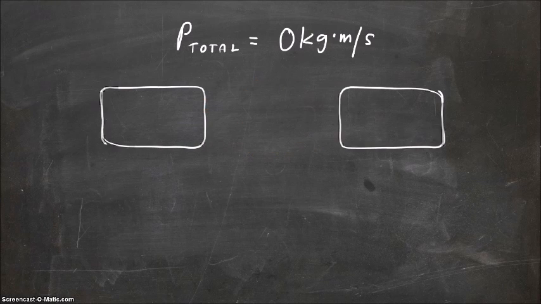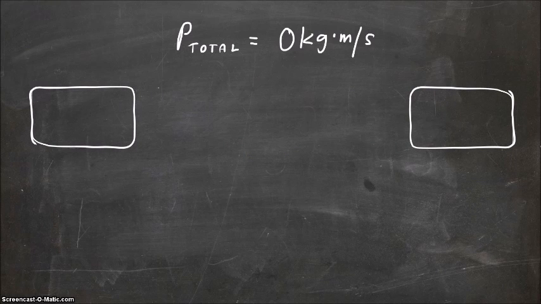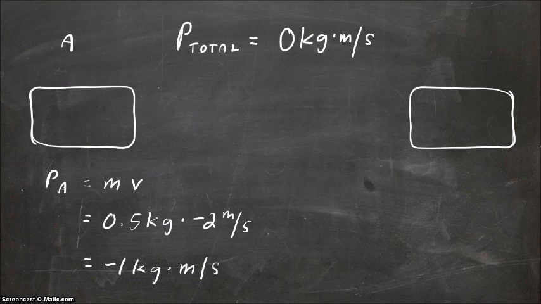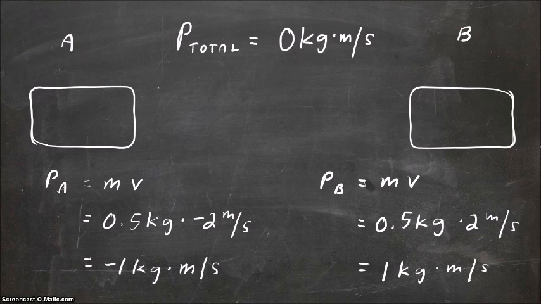Then we triggered an explosion between the two carts, and the two carts moved away. We measured their velocity using the LabQuests. And what we found was that for cart A, it was a mass of 0.5 kilograms. It moved at a velocity of maybe -2 meters per second. We ended up with a momentum of -1 kilogram meters per second because it's moving in the negative direction. For cart B, 0.5 kilos again for this mass. It's moving in the positive direction, so it has a velocity of +2 meters per second and therefore a momentum of 1 kilogram meters per second.